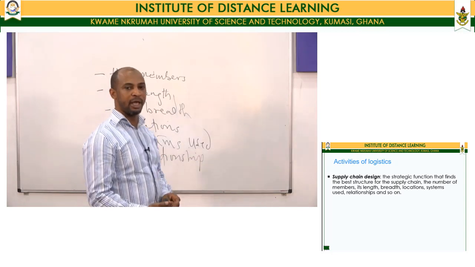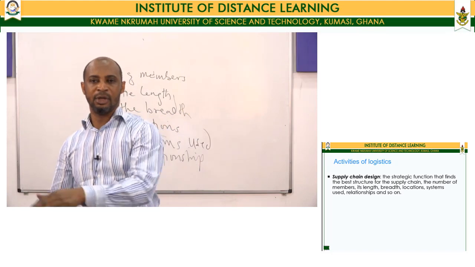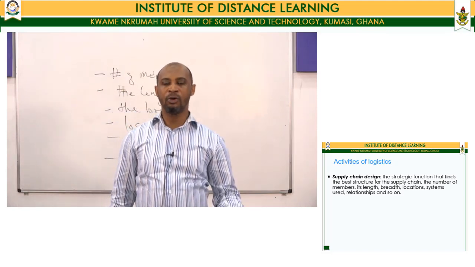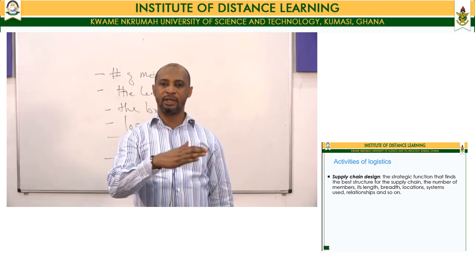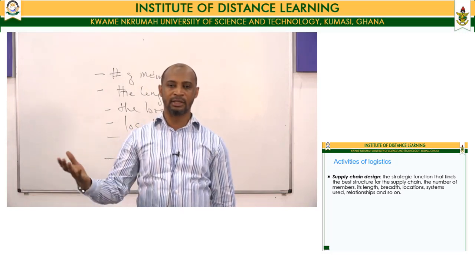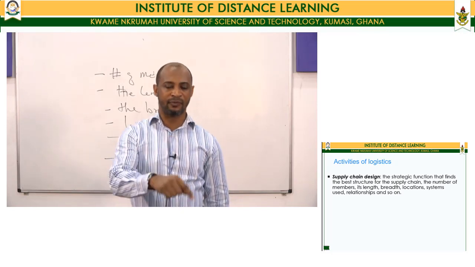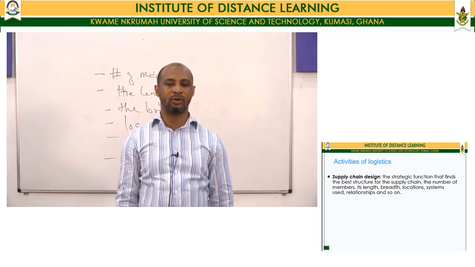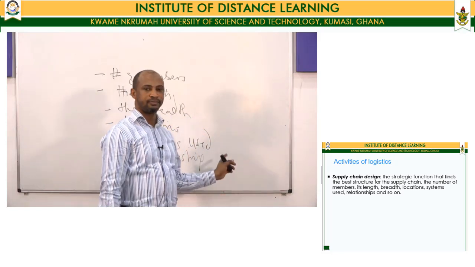Are we pursuing a one-off relationship where organizations come in and go out, or we are looking at permanent relationships where organizations come in and stay on for some time as long as they are needed, or anytime there is the need for that particular function, we fall on this particular organization. That is supply chain design.